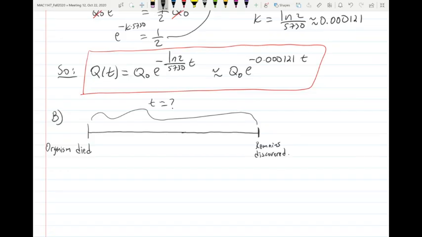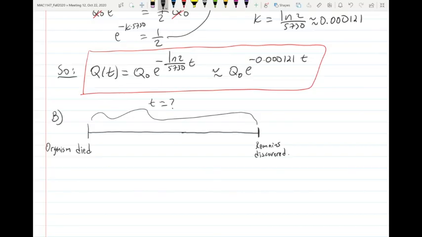Does everybody understand this? The organism died at some point, a certain time passed, and then the remains were discovered. We want to know this period of time. How long was it, more or less? Do you understand this setup so far?